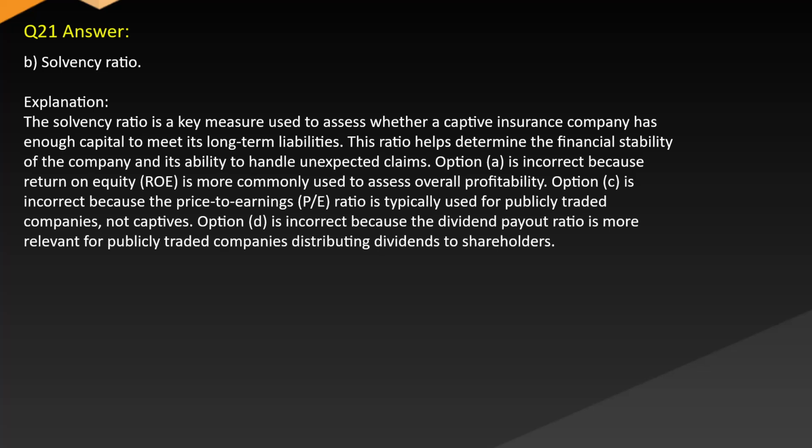Option A is incorrect, because return on equity, ROE, is more commonly used to assess overall profitability. Option C is incorrect, because the price-to-earnings, P/E ratio is typically used for publicly traded companies, not captives. Option D is incorrect, because the dividend payout ratio is more relevant for publicly traded companies distributing dividends to shareholders.